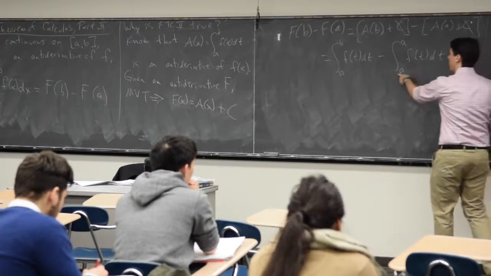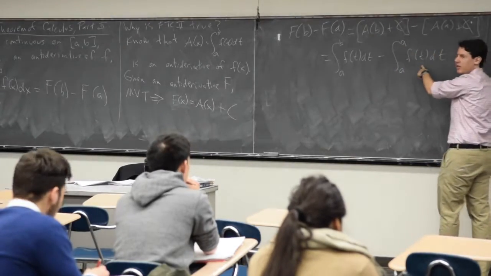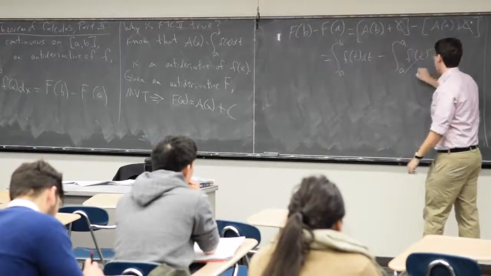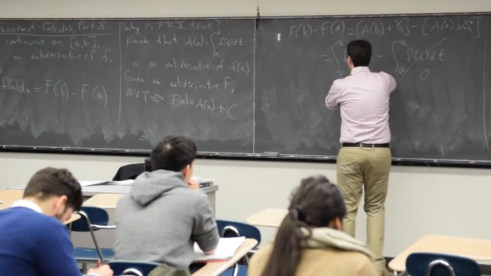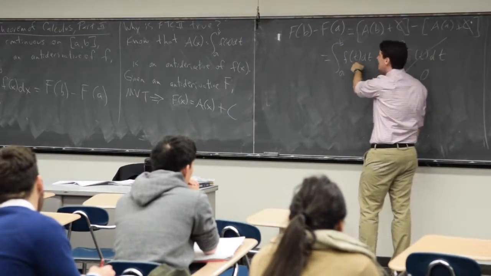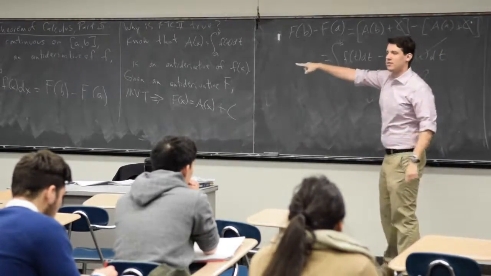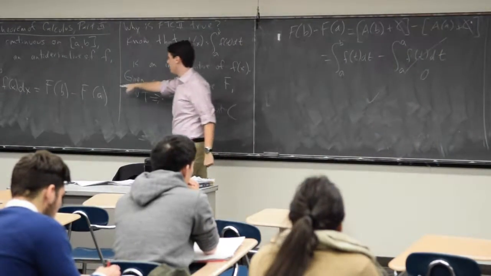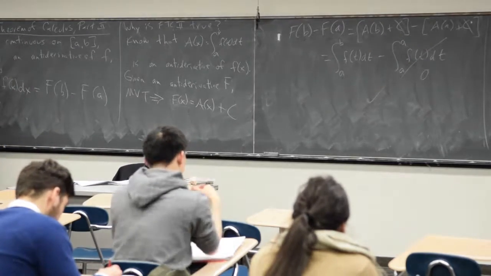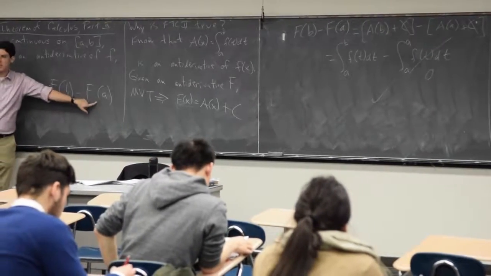But what's the integral from a to a of f? It's 0. So I get that the integral from a to b of f of t dt equals f of b minus f of a. So that's the fundamental theorem of calculus part 2, that the integral from a to b of f of x dx equals f of b minus f of a.